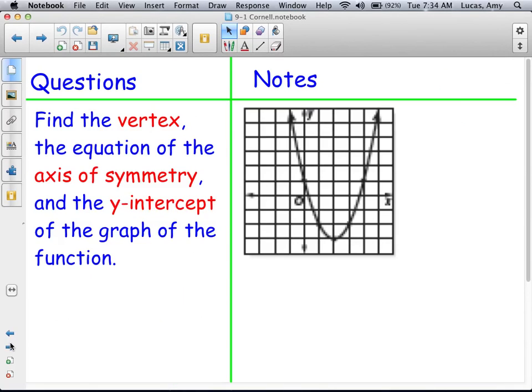Now, when you're looking at a graph, you may be asked to find some information about the quadratic function. The vertex is either the highest or lowest point on the graph, and it's the only point on the axis of symmetry that doesn't have a mirror image. Looking at this graph, my vertex point is here at the bottom. From the origin, my vertex point is to the right 2, and then down 3. So my vertex is 2, -3.